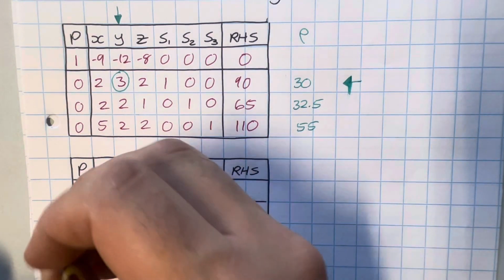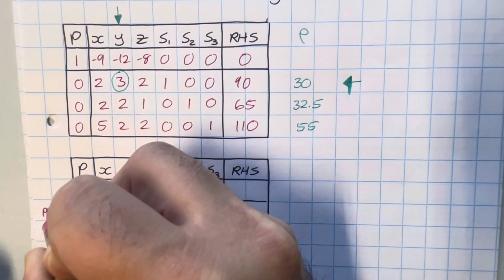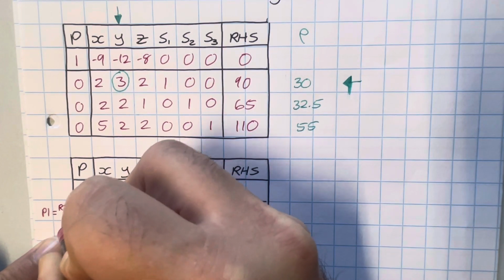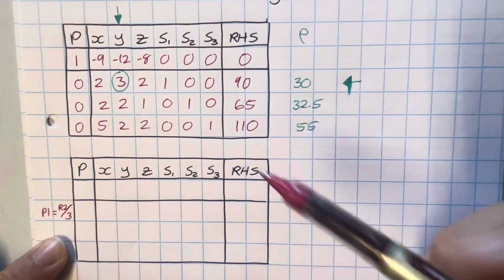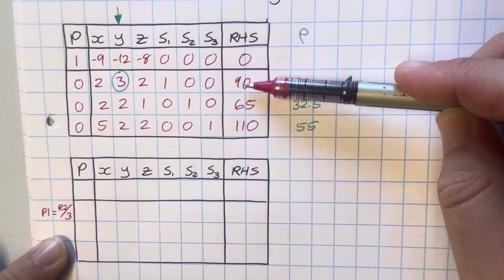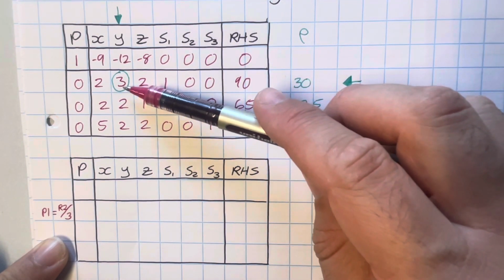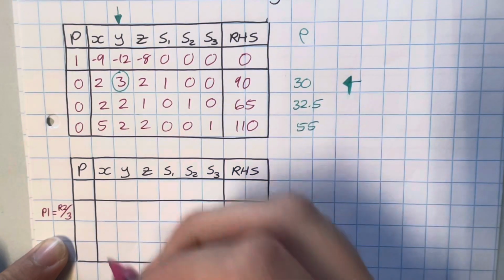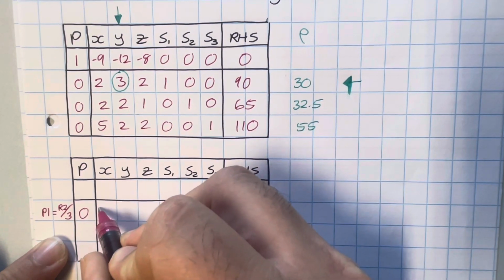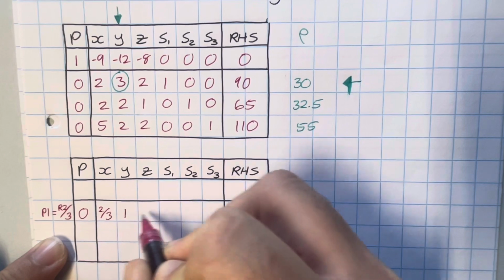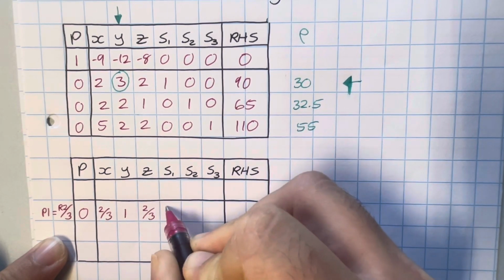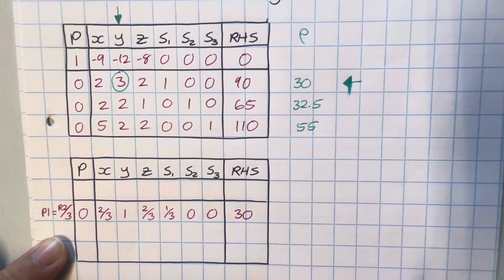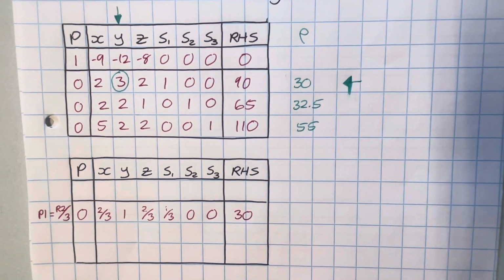Okay, so P1 is this one, and that is going to be defined as row 2 divided by 3. So it's row 2 of the previous table divided by 3, and that just ensures that our pivot entry is the number 1. So that's going to remain at 0. Then we've got 2/3 there. That's the number 1. That's a 2/3. That's a 1/3, that's a 0, that's a 0, and that is a 30, the result from the previous ratio test.